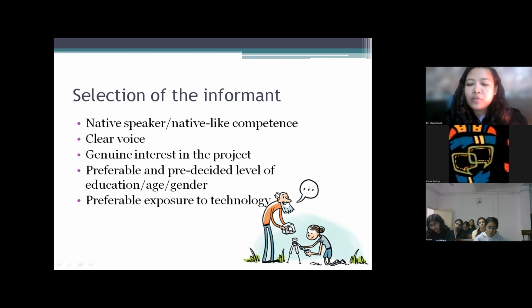So selection of the informant is extremely important. You select a native speaker for the language that is your target language. You select somebody with native-like competence as well. For example, my native language is Assamese because I'm from Assam. But I have native-like competence in Hindi as well, because I have spent most of my life in Hindi-speaking areas. I have been educated in Hindi. So I can also be considered an informant for a project which is working on the Hindi language, right?